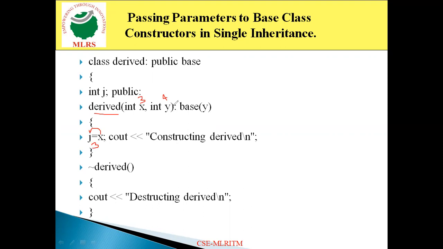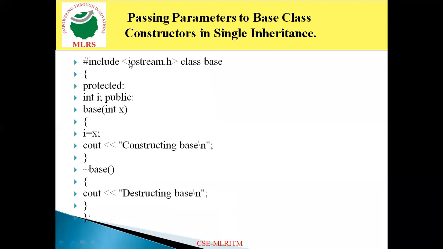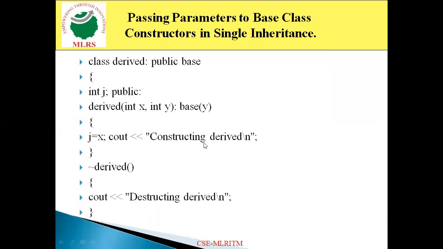And look at this. Now here I am passing the value 4 to the base class constructor. So base(y). Base(y) means the y value here is 4. It is the base class constructor, so immediately it executes the base class constructor. Now the base class constructor is that one. So that value 4 is assigned to x. So the x value is assigned to i. Now the i value is 4. So it simply displays constructing base. Then come to this one, and it displays constructing derived.